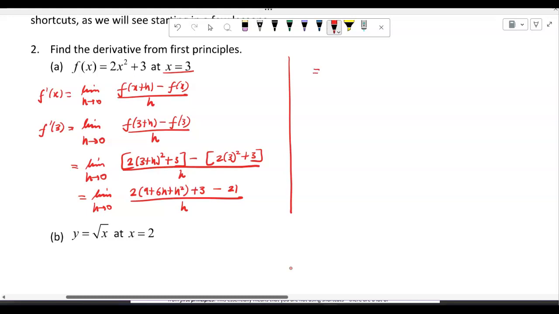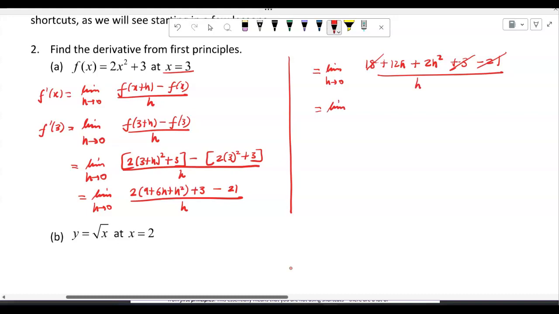You have to go on writing this limit as h tends to 0, otherwise they cut your marks. So 9 twos are 18, 6 twos are 12h, plus 2h squared, minus 21, plus 3. Then the 18 plus 3 minus 21 cancels, upon h.